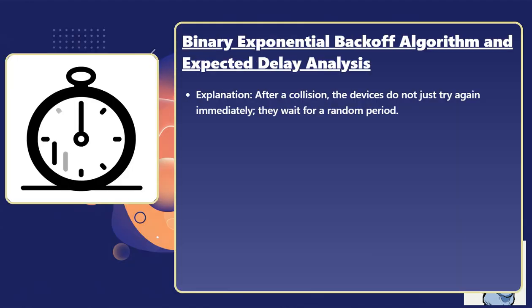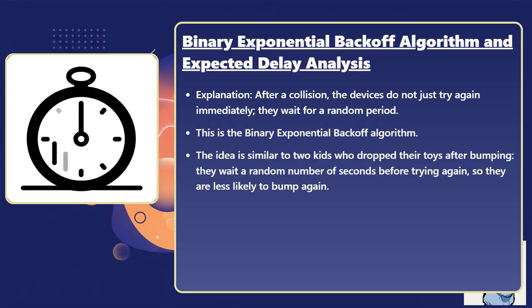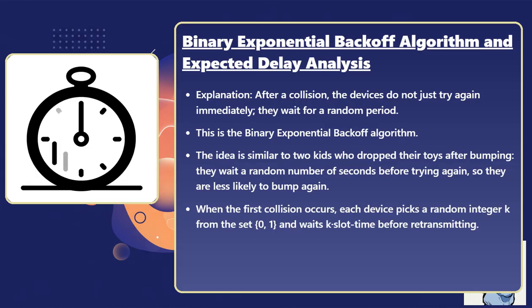After a collision, the devices do not just try again immediately, they wait for a random period. This is the binary exponential backoff algorithm. The idea is similar to two kids who drop their toys after bumping. They wait a random number of seconds before trying again, so they are less likely to bump again. When the first collision occurs, each device picks a random integer k from the set 0 to 1 and waits k slot times before retransmitting. If a second collision occurs, the range doubles: 0, 1, 2, 3.